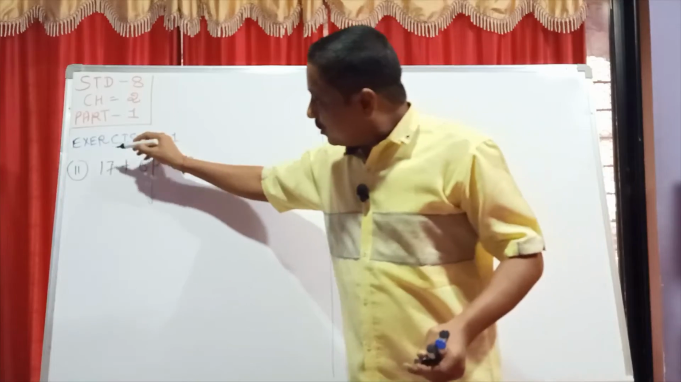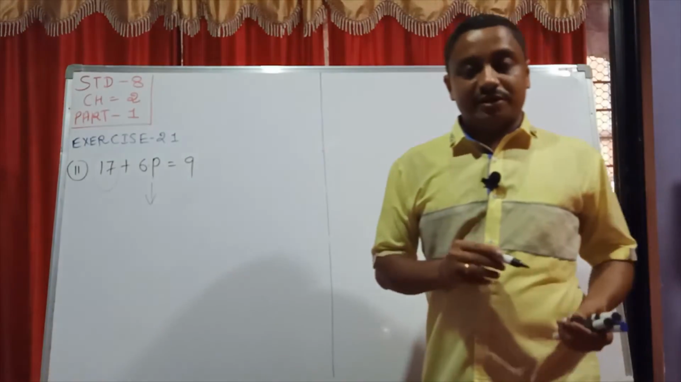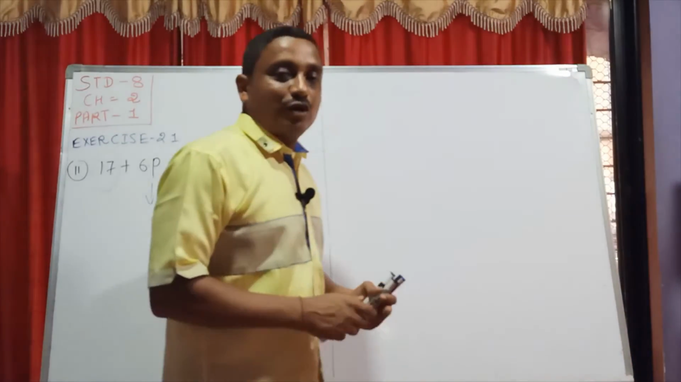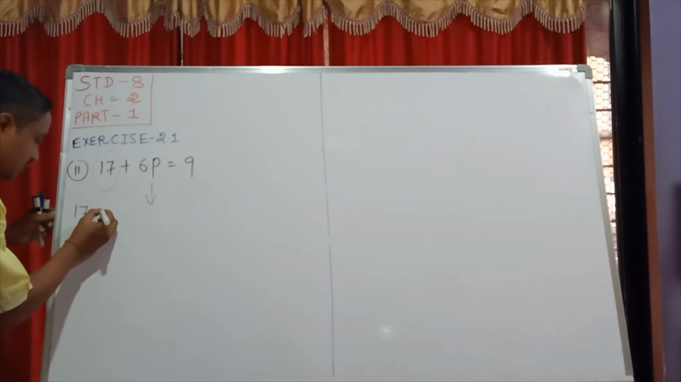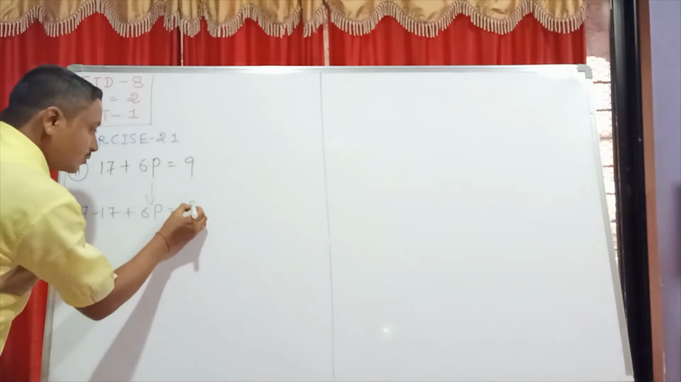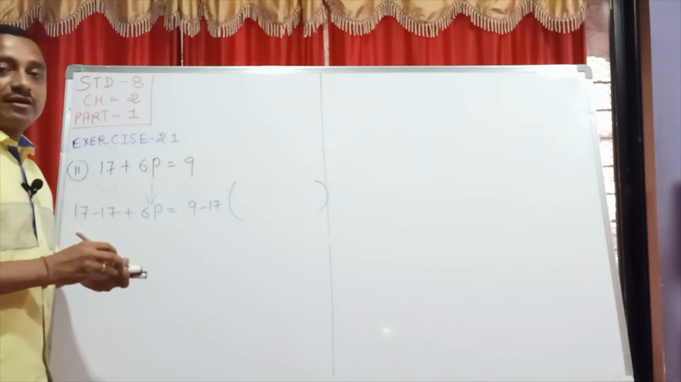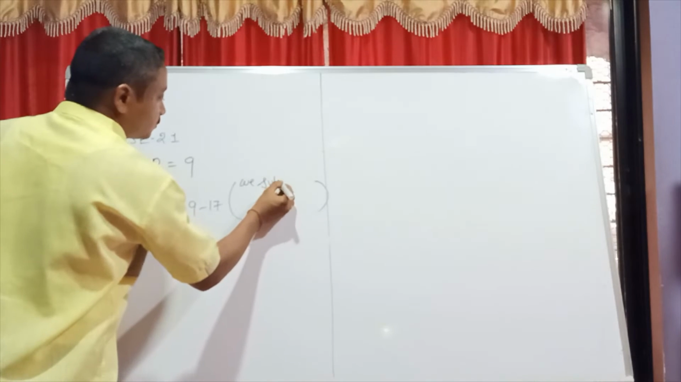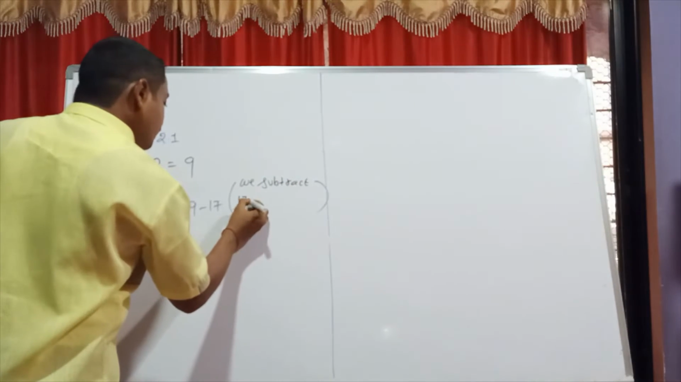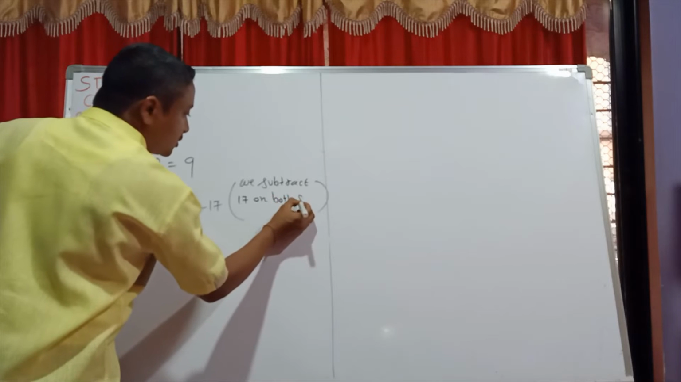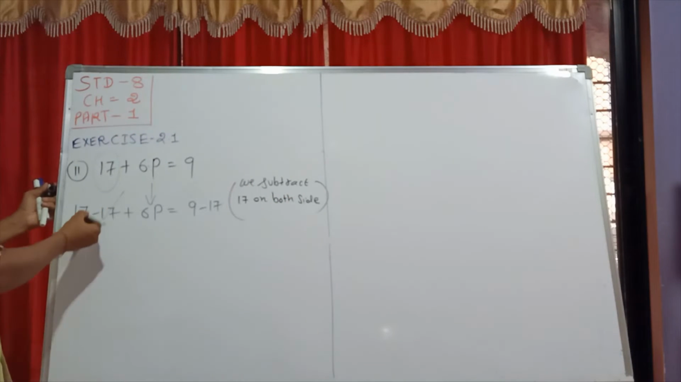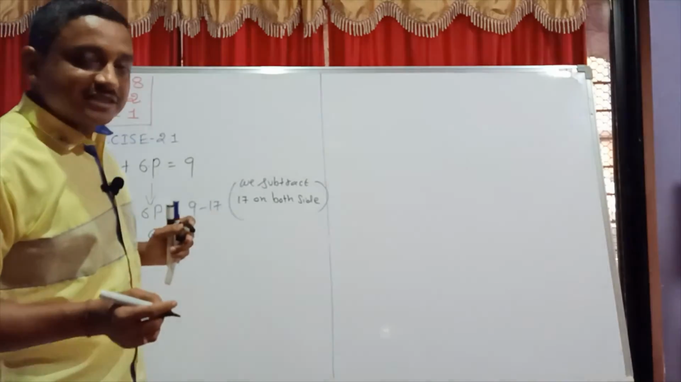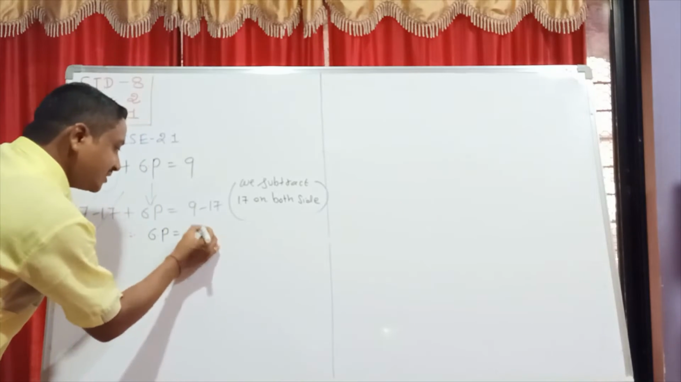So students, first of all, this plus 17, I am removing. So on both sides, subtracting 17. Both sides I am subtracting 17, and mention here we subtract 17 on both sides, and easily this 17 and this 17 cancel. So you are getting only 6p. And how much is 9 minus 17? Yes, it is minus 8.